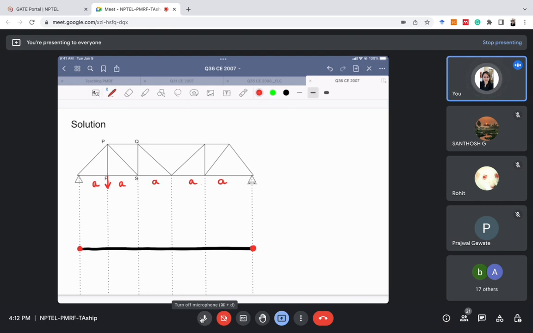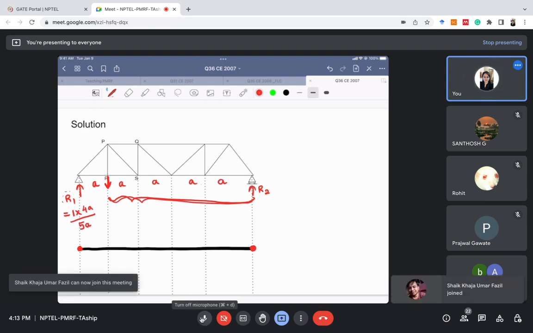So how do we calculate the reactions quickly? You must be knowing this, but I'll repeat it again. Let's call the reactions R1 and R2. R1 will be 1, the unit load, multiplied by the length other than this, the length next to the unit load. So 1 multiplied by this length, which is 4A, divided by the entire length. The entire length is 5A, right? So this is a quick method for calculating the reactions.